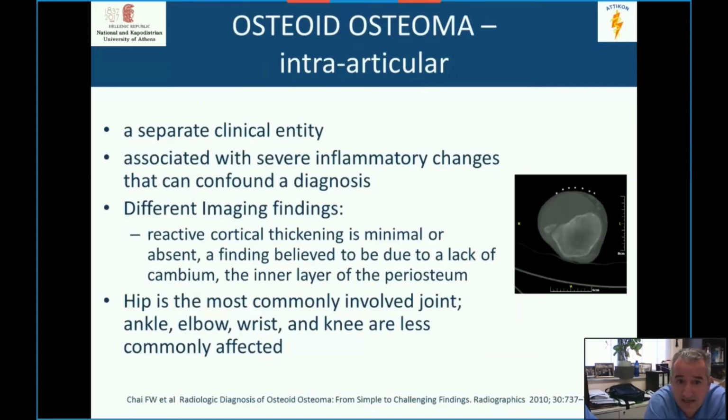Another separate clinical entity is the intra-articular osteoid osteoma. Here we have severe inflammatory changes that can confound the diagnosis. Additionally, we can have different imaging findings, including reactive cortical thickening, or minimal or absent reactive cortical thickening, a finding believed to be due to the lack of cambium, which is the inner layer of the periosteum. Of all the joints, the hip is the most commonly involved, followed by ankle, elbow, wrist, and knee in sequence.